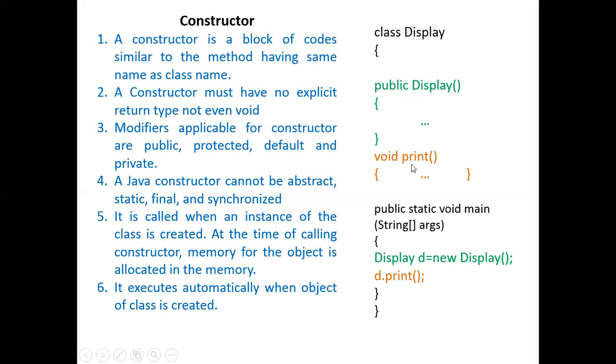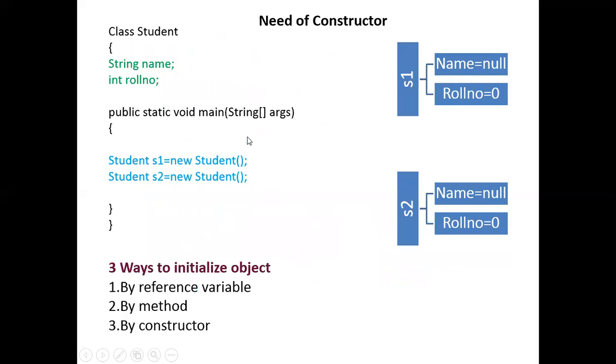Here we see this class contains one constructor and one method. To call this method, we have to create an object, and using that object, we can call the method. But that is not the case with the constructor. Simply when we create an object for this class, this constructor is automatically called. So these all are the characteristics of constructor. Now the question is, why do we need constructor? What is the need of constructor?